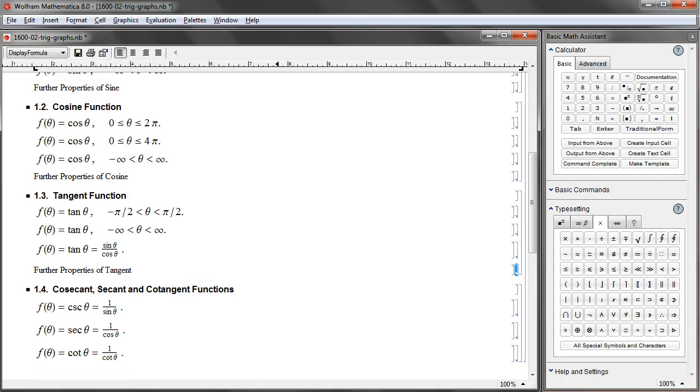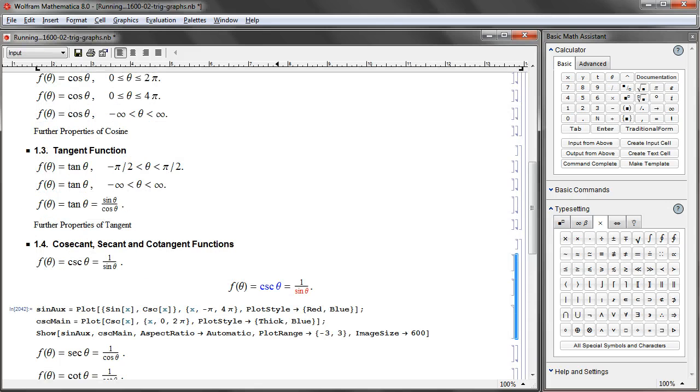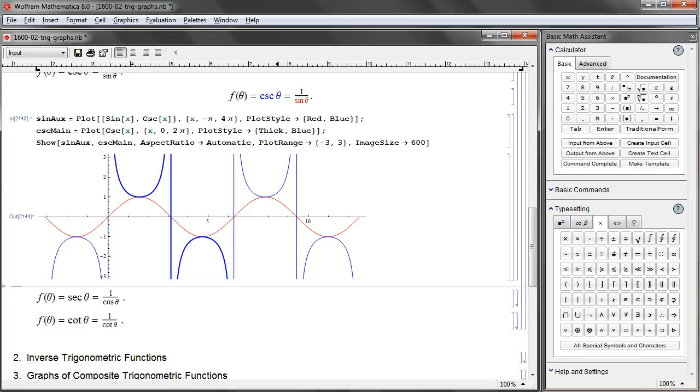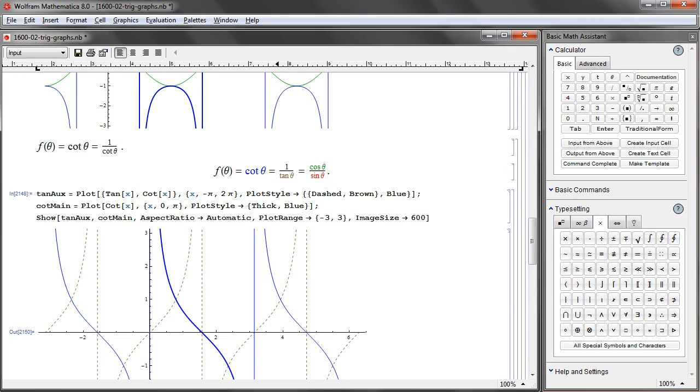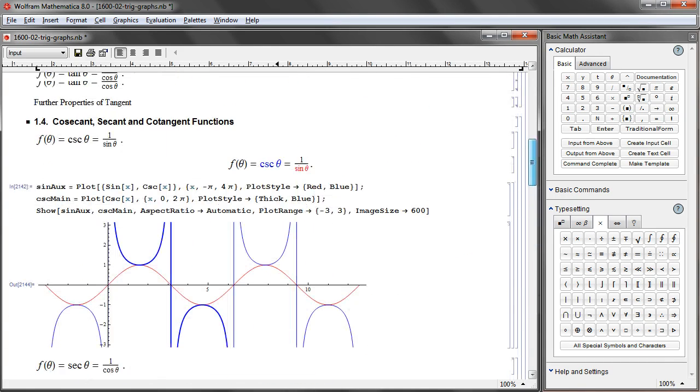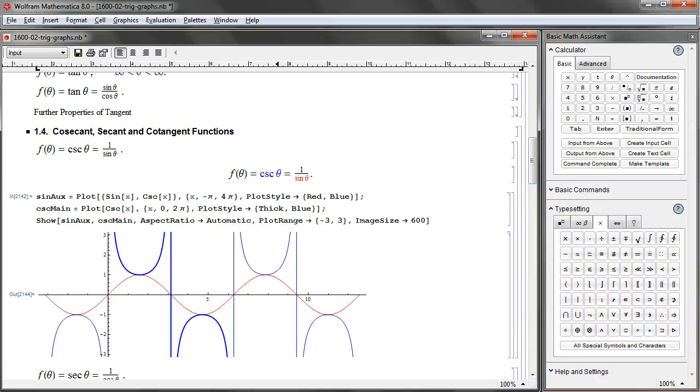Now, let's go over to the other reciprocals, cosecant, secant, and cotangent. Let's go over to cosecant. The red graph is the sine function, and the sine function bounces back and forth between positive 1 and negative 1. And if you take the reciprocal, we have touching at 1 or negative 1. And whenever the sine function hits 0, or the x-axis in this graph, we have to have a vertical asymptote.